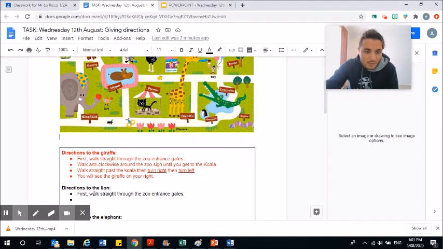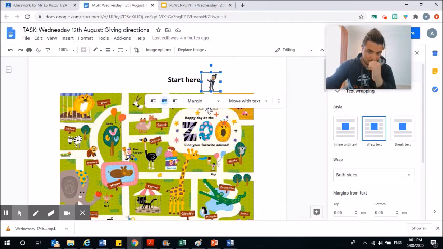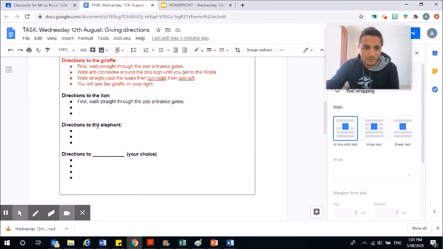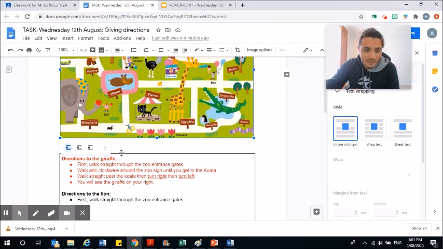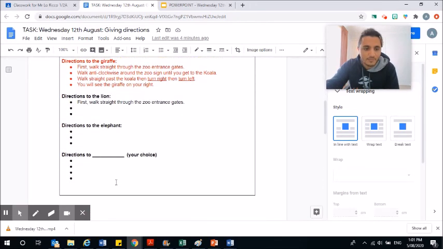It says directions to the lion. I put the first thing there for you: first, walk straight through the zoo entrance gates. If you don't want to use clockwise or anti-clockwise, you don't have to. You can use left and right. Which way will I turn to get to the lion? Well, I'm going to have to turn right. It looks like left if you're looking at it this way, but if Mr. Larico is facing that way, then put yourself in his position. You're going to be turning right. You can have a go at that. Then you can try and give me directions to the elephant. The elephant's over here. Then you can choose another place in the zoo that you can give me directions to.